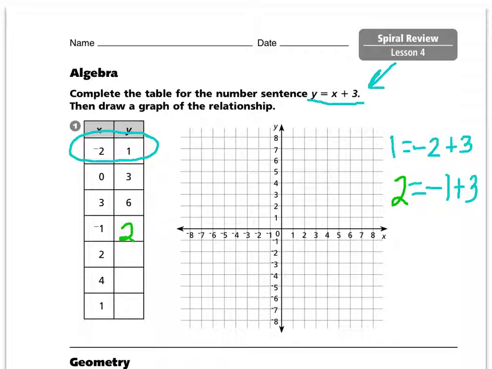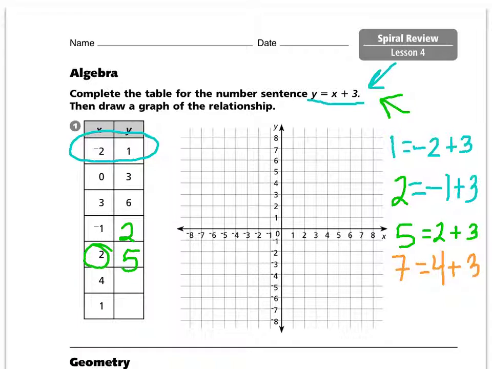I'm going to go on, and I know that 2 plus 3 will equal my y. I got my 2 from here, and I'm using the equation right there. So I know that 2 plus 3 equals 5, so my y is going to equal 5 in that part. Again, I'm going to plug and chug. I have a 4, which I'll plug in for the x. 4 plus the 3 equals the y, which is going to equal 7. And then for my last one, I have 1 plus the 3, and I know that that equals 4.